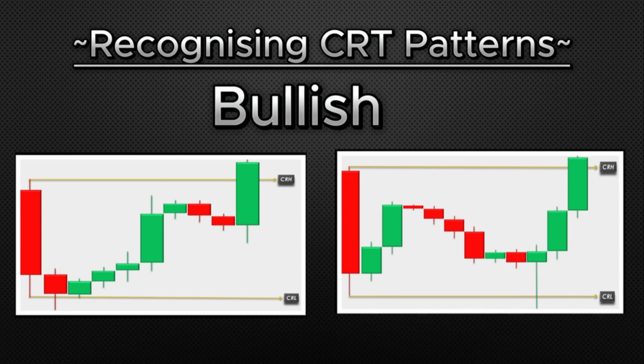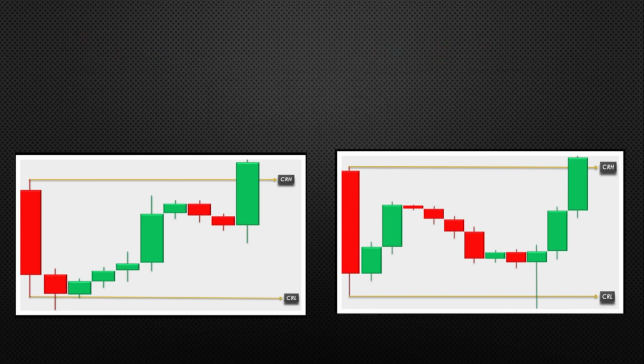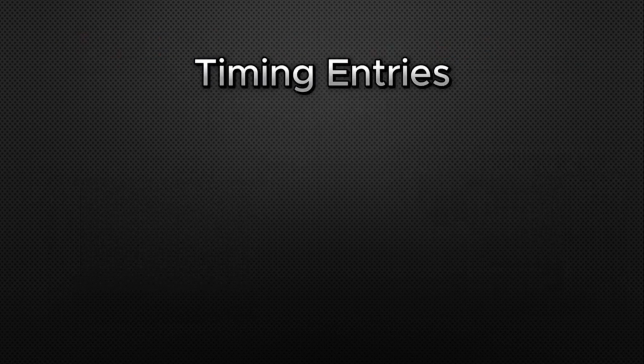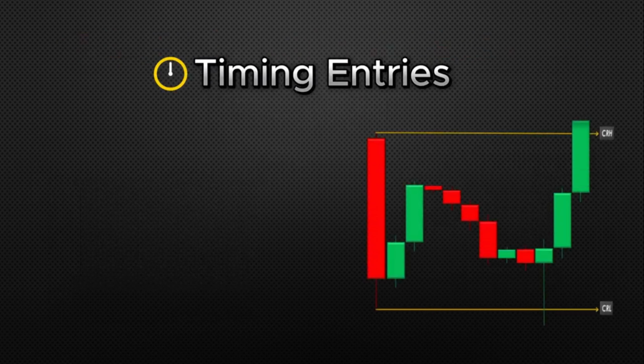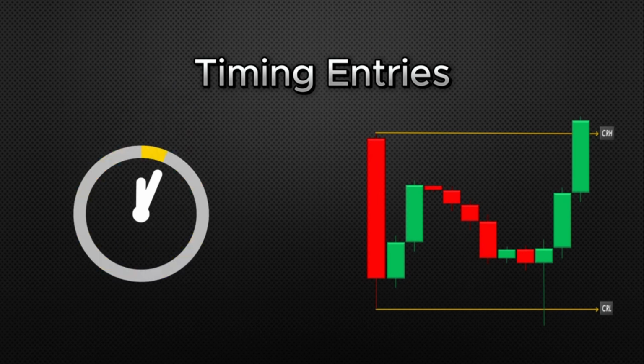The trick to recognizing these patterns is to keep an eye on liquidity. Liquidity pools, or areas where traders' stop-loss orders are likely sitting, are key to understanding when and where the market is likely to manipulate before making its next big move. One of the most critical aspects of using CRT effectively is timing your entries. You need to be aware of the key times when the market is likely to form CRT patterns.